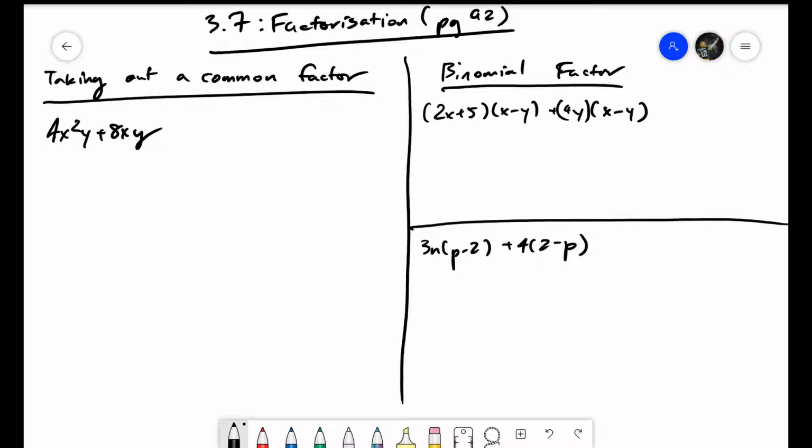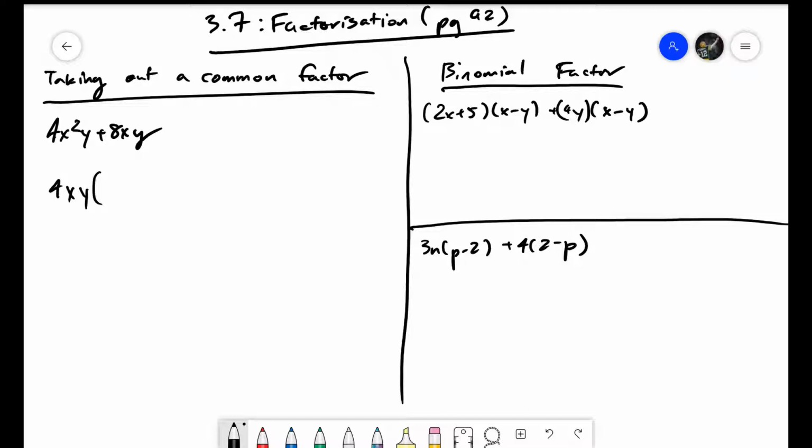What you do in taking out a common factor is you find the largest common factor of two or more terms that are in a polynomial, and then you can divide each of those terms by that one common term. So for example, in 4x squared y plus 8xy, the largest common constant is 4, the largest common power of x is x, and the largest common power of y is y.